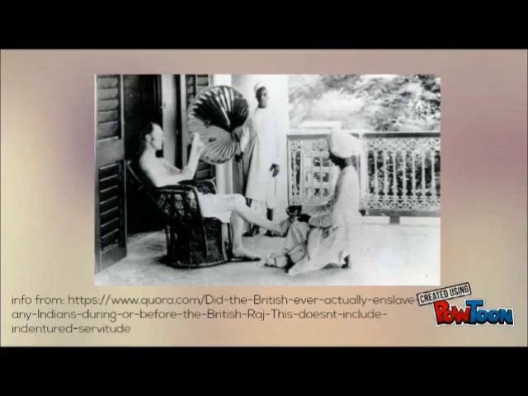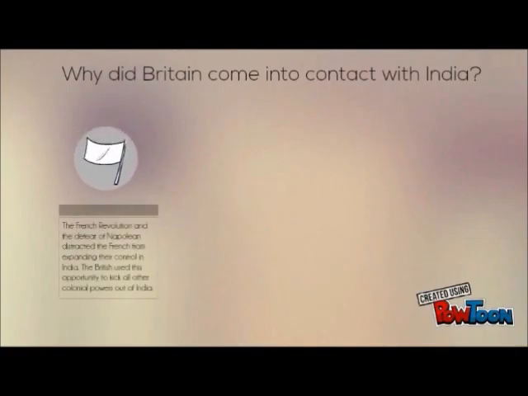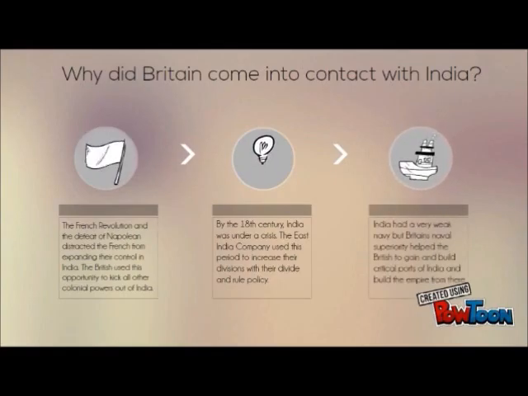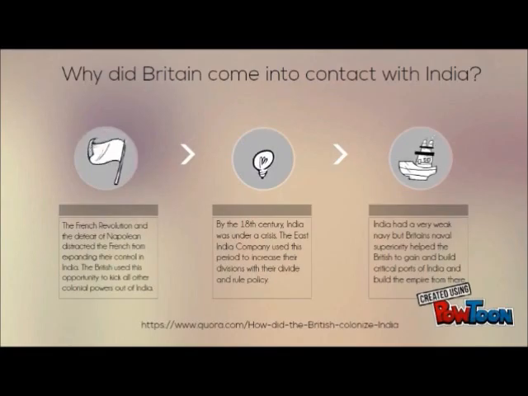The French Revolution and the defeat of Napoleon distracted the French from expanding their control in India. The British used this opportunity to kick all other colonial powers out of India. By the 18th century, India was under a crisis. The East India Company used this period to increase their divisions with their divide and rule policy. India had a very weak navy, but Britain's naval superiority helped the British to gain and build critical ports of India and build the empire from there.